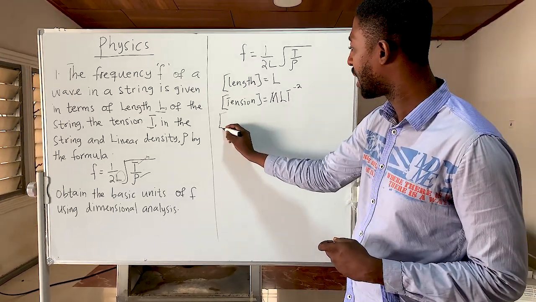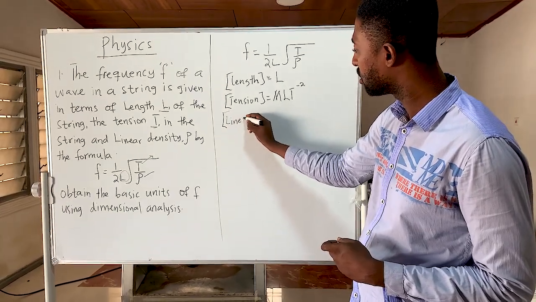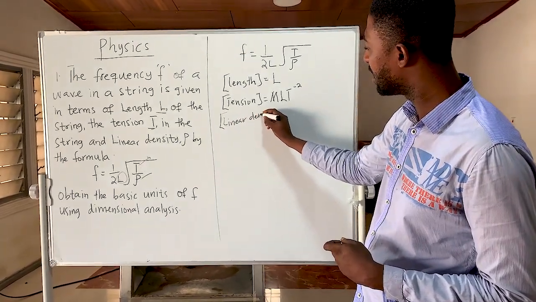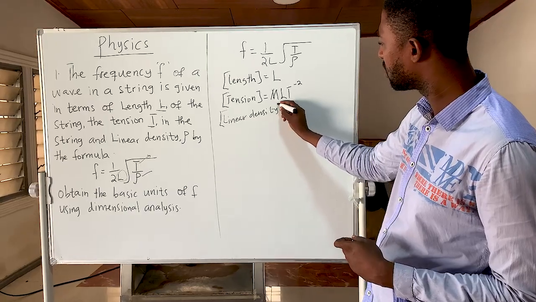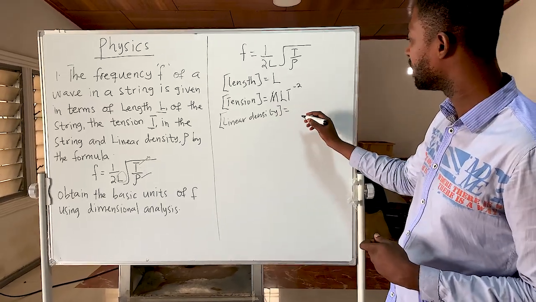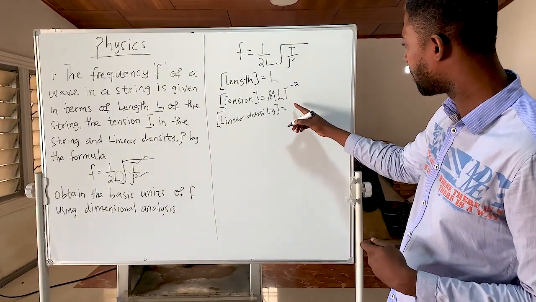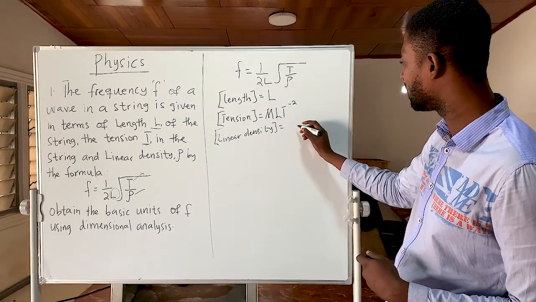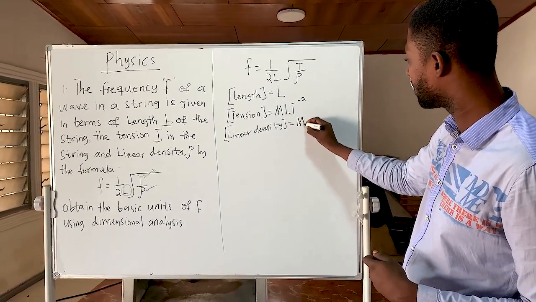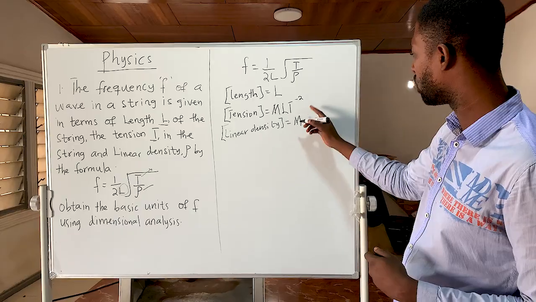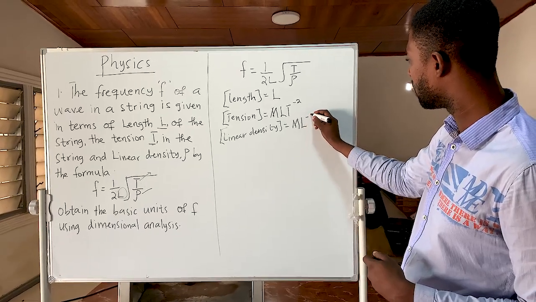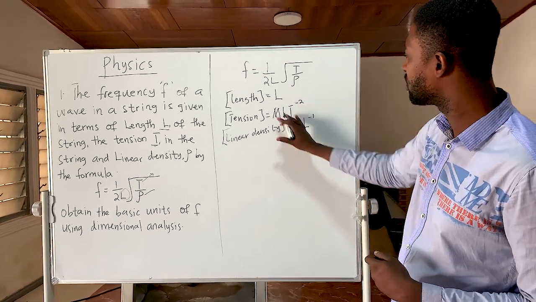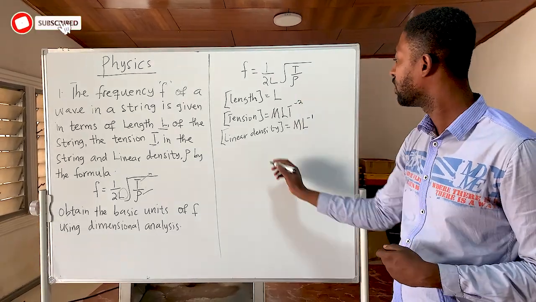Then, dimension of linear density, which is linear density is given as mass over distance. So the dimension of mass is M, and distance is L. So ML minus 1. So let's substitute this dimension into the formula.